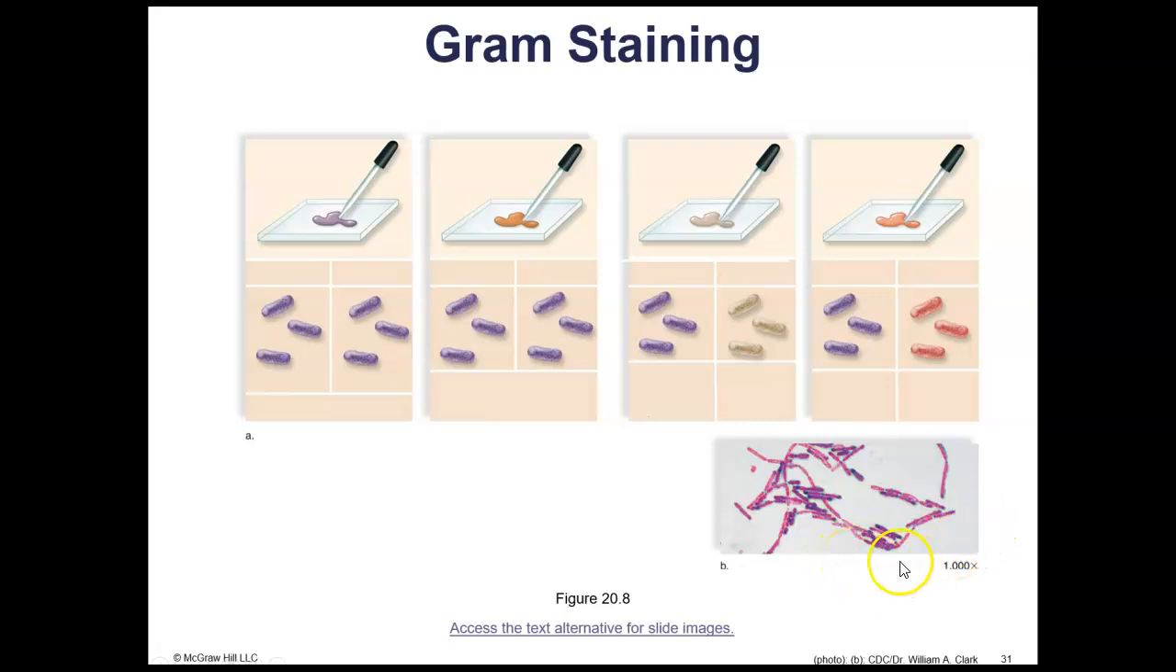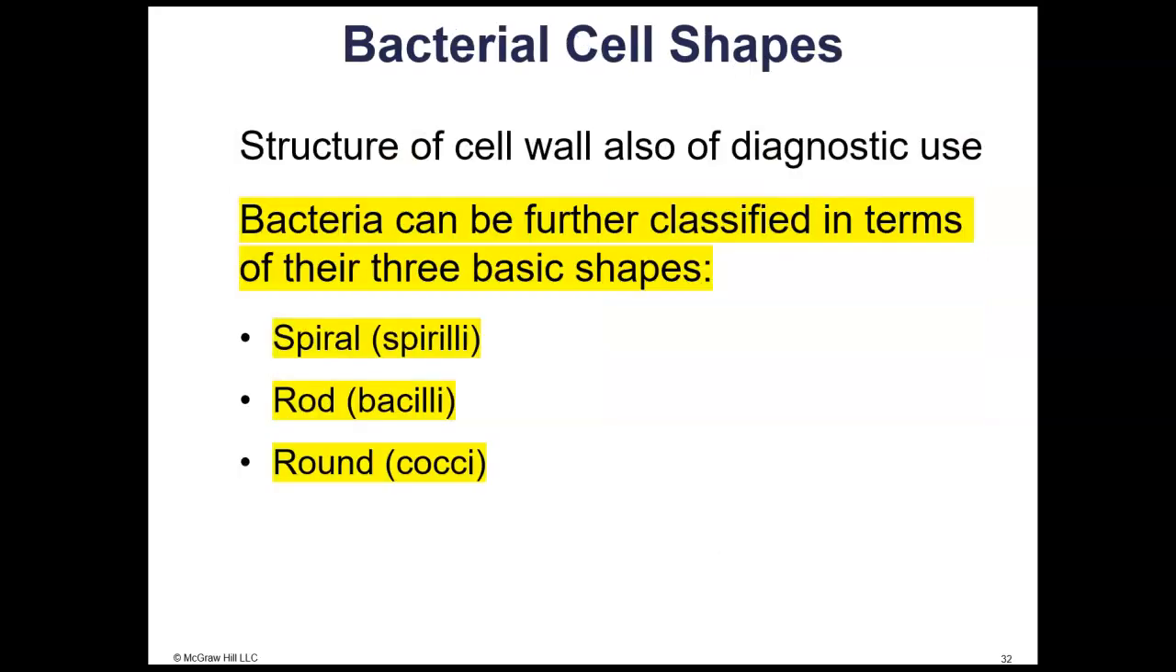Now, you can also use shapes. I can see some shapes here that are showing up in picture B down at the bottom. They look like bacillus, which is rod-shaped. And here the shapes are listed.